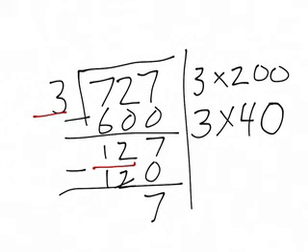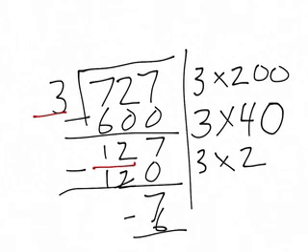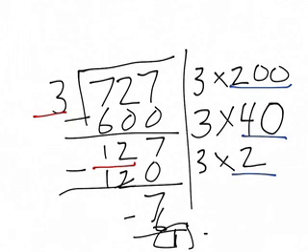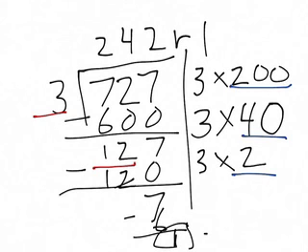Now I have to think about, okay, 7 divided by 3, well, that's 3 times 2, which is 6. I subtract and I have 1. 1 is less than 3, so 1 is a perfectly good remainder. All right, now the last step, of course, is add all of these up. So I have here 200, I have 40, and I have 2. When I add those together, I get 242. 2, 4, 2. That's my quotient, and I have a remainder here of 1.